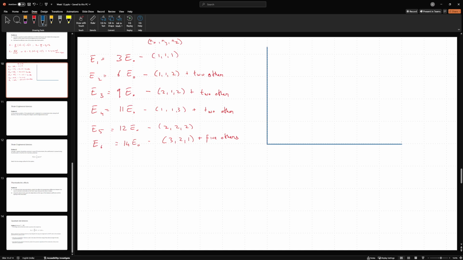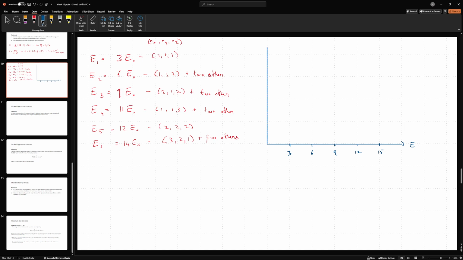Fair enough, I guess. So my energy value is varying from 3 to 14. So I will say it is 2, 4, then I will have 6, 8, 10, 12, not enough. So I will move in steps of 3. So 3, 6, 9, 12, and 15. So this is my energy axis.